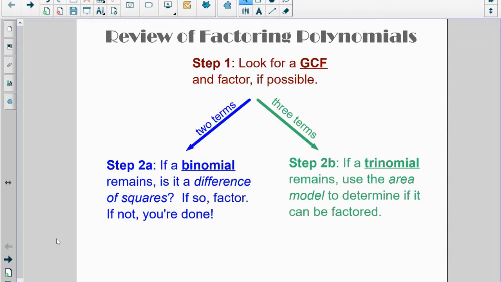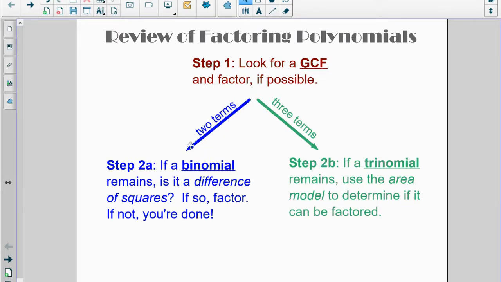Now, if there is something you can divide out of every single term, whether it's 2 terms, 3 terms, or 4 terms, if every single term in the polynomial has a common factor, factor it out of that polynomial. Then check to see what remains. So step 2 depends on what you have left.